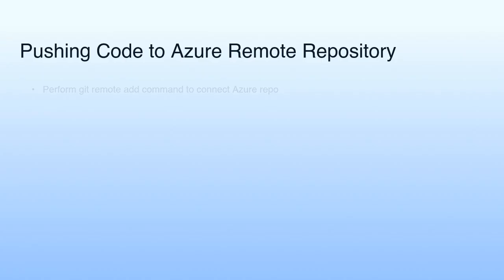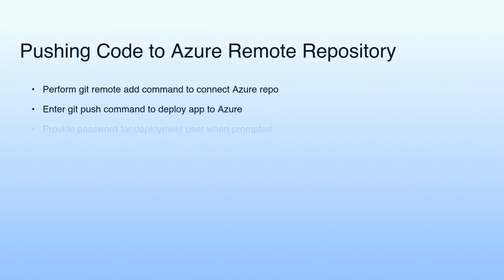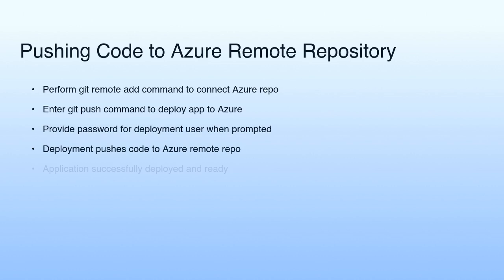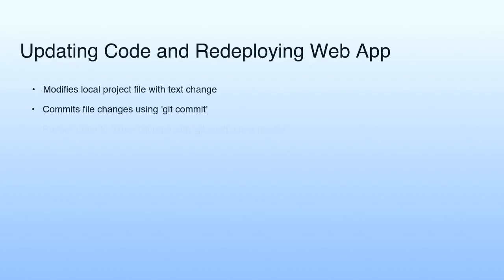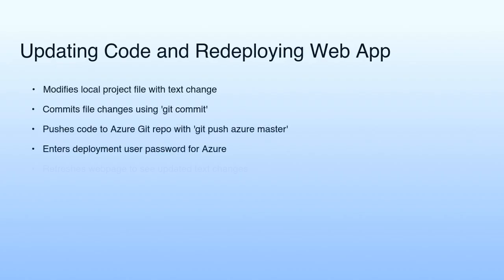To deploy the web app using local Git, the Azure deployment URL is copied, and in the terminal, the necessary git push commands are run, deploying the app to the Azure cloud using the local Git repository. The git remote add command is performed to connect the Azure repo, and the git push command is entered to deploy the app to Azure, providing the deployment user password when prompted, successfully deploying the application and making it ready.